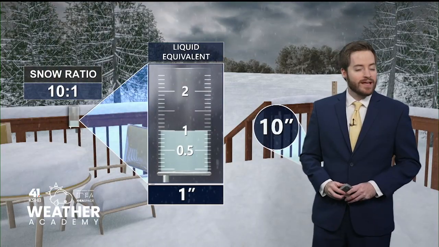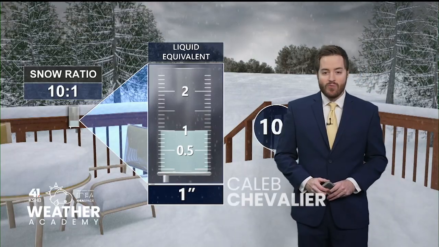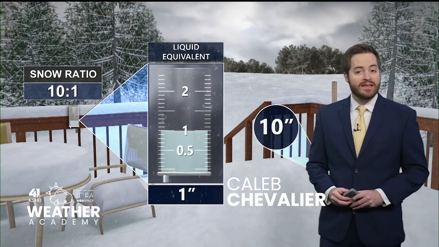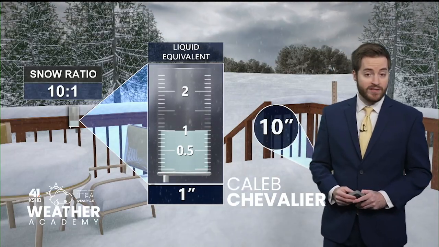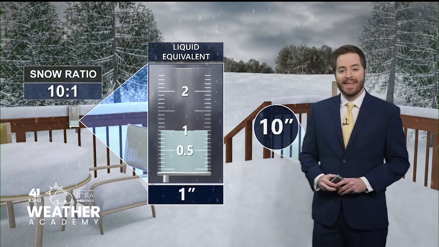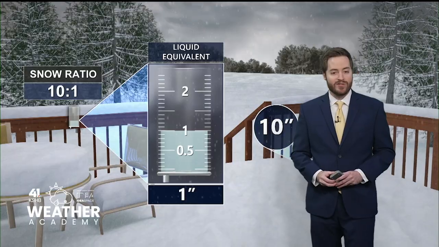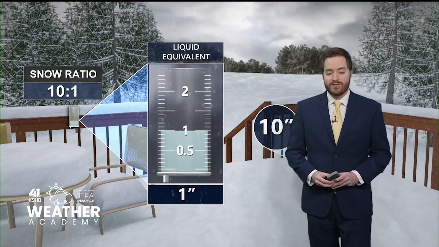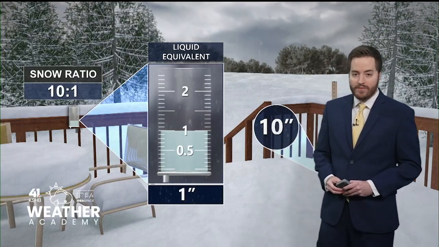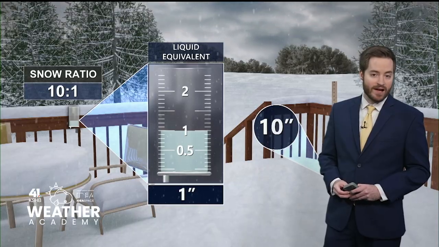I'm meteorologist Caleb Chevalier. Welcome back to the Weather Academy. Something that we have to take into consideration when we're forecasting just how much snow we're going to get in an event is the snow ratio. We have to forecast the appropriate snow ratio. In this part of the country, it's usually about 10 to 1 or 11 to 1, but not always. In fact, many times it's not.